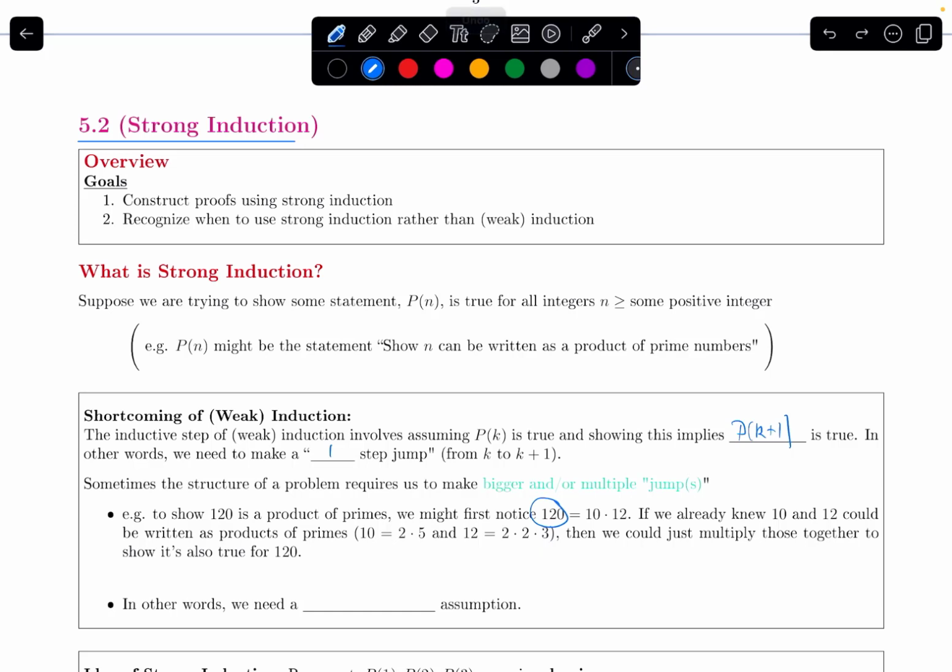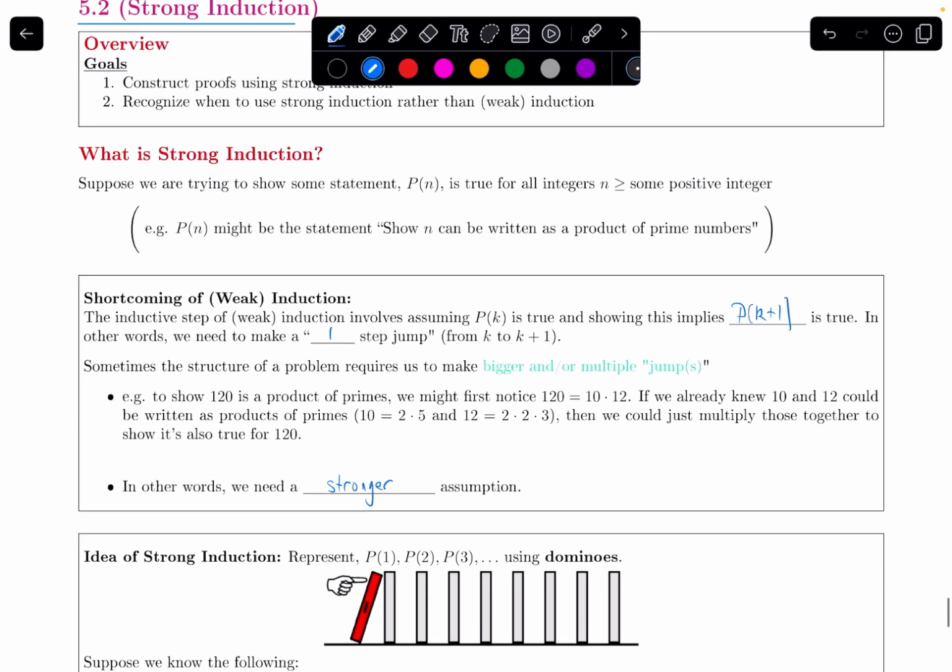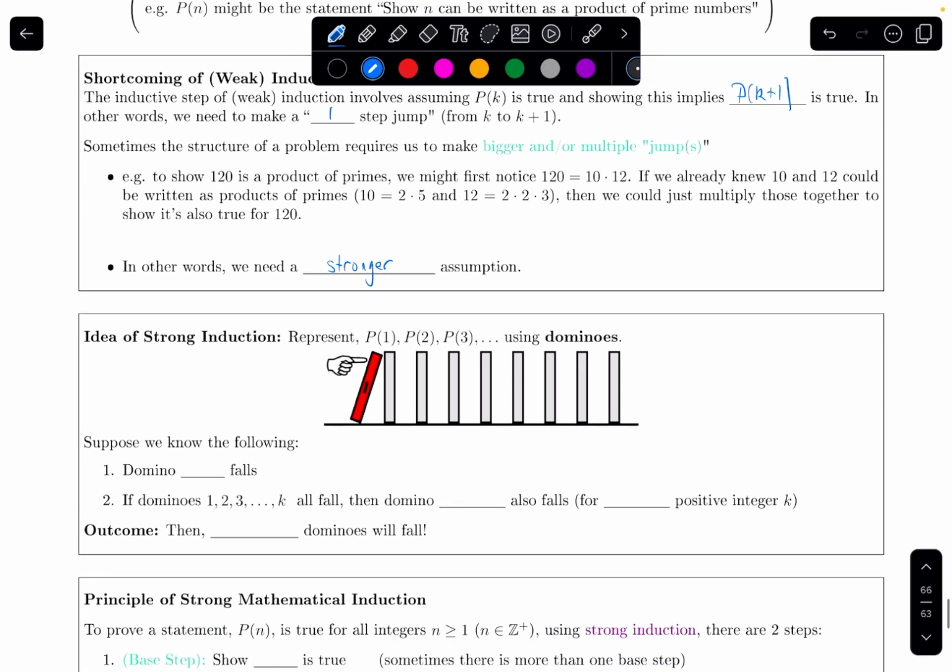So, to be able to get to that, I'm using the fact that I can do it for 10 and 12, and I'm trying to use both of those to jump up to making a statement about 120. So I need to make more than just a one-step jump, because I'm trying to get from 10 to 120, and then 12 to 120. So in other words, we need a stronger assumption now, rather than just a one-step jump. So let's make this a bit more formal. Let's first talk about this visually.